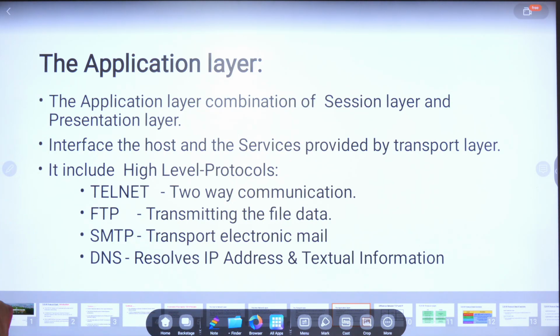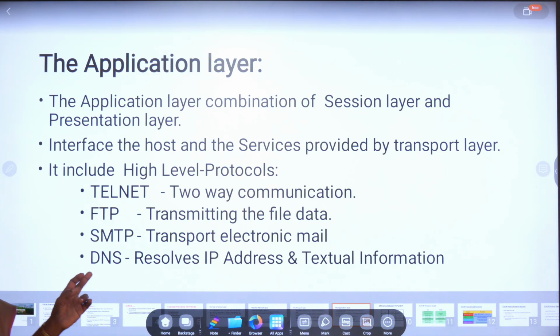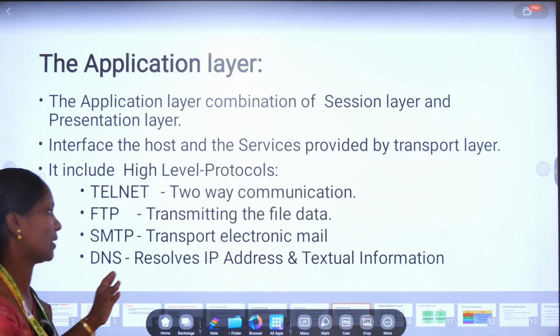Next, DNS. DNS resolves IP addresses and textual information. DNS is the Domain Name System. This Domain Name System uses UDP, User Datagram Protocol, for transmitting between the sender and receiver side.